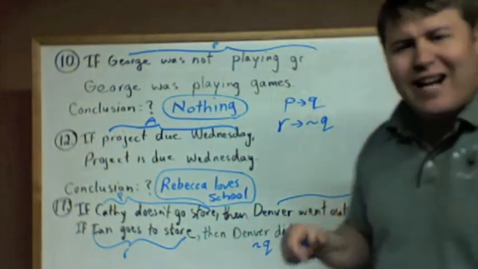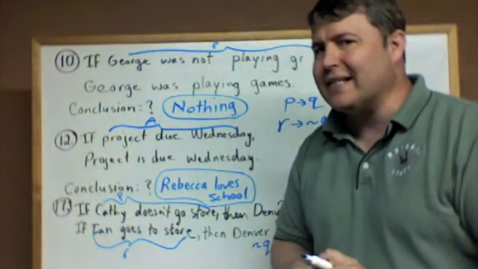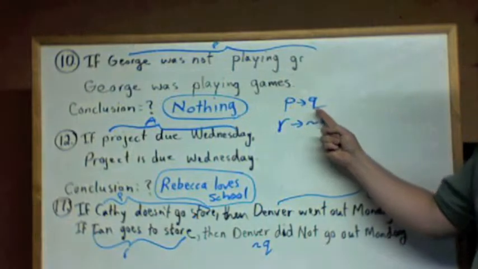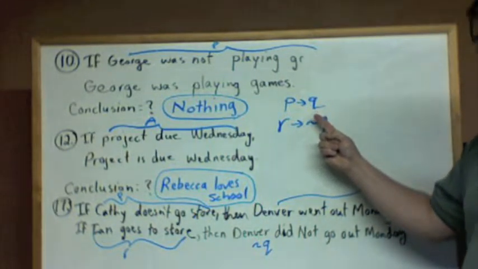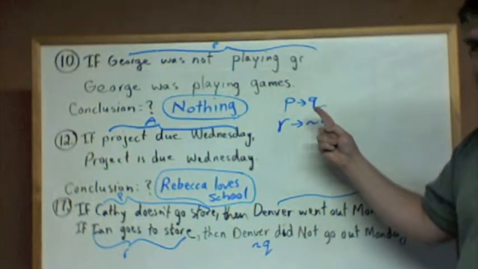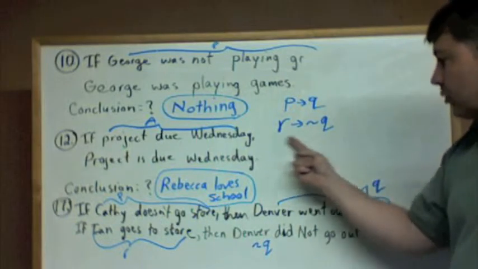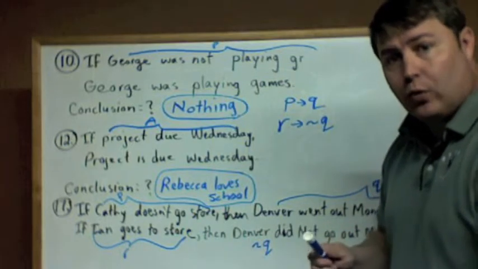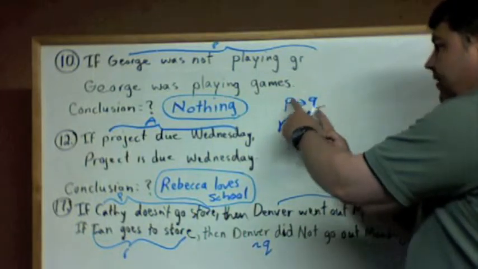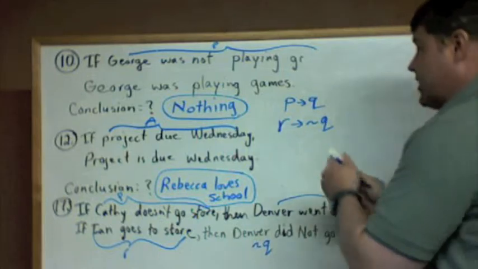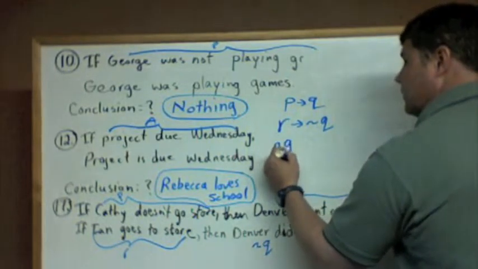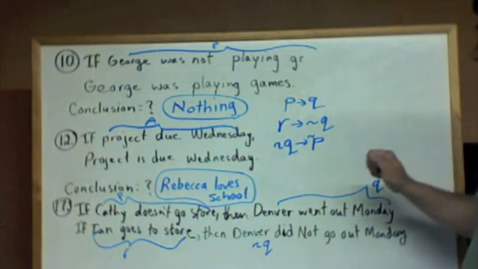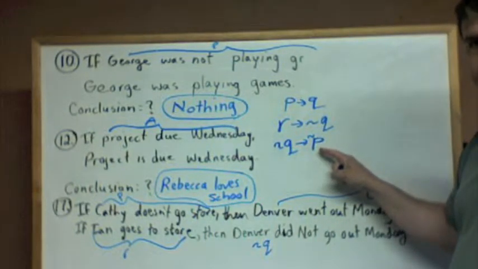All right, here's kind of the kicker on this one. We're going to make an assumption. If P implies Q is true, its contrapositive automatically has to be true. So I'm going to put its contrapositive as a premise. What's the contrapositive of P implies Q? Well, I not only take the if and the then and switch them around, but I negate both of them. So it's not Q implies not P. Not Q implies not P.